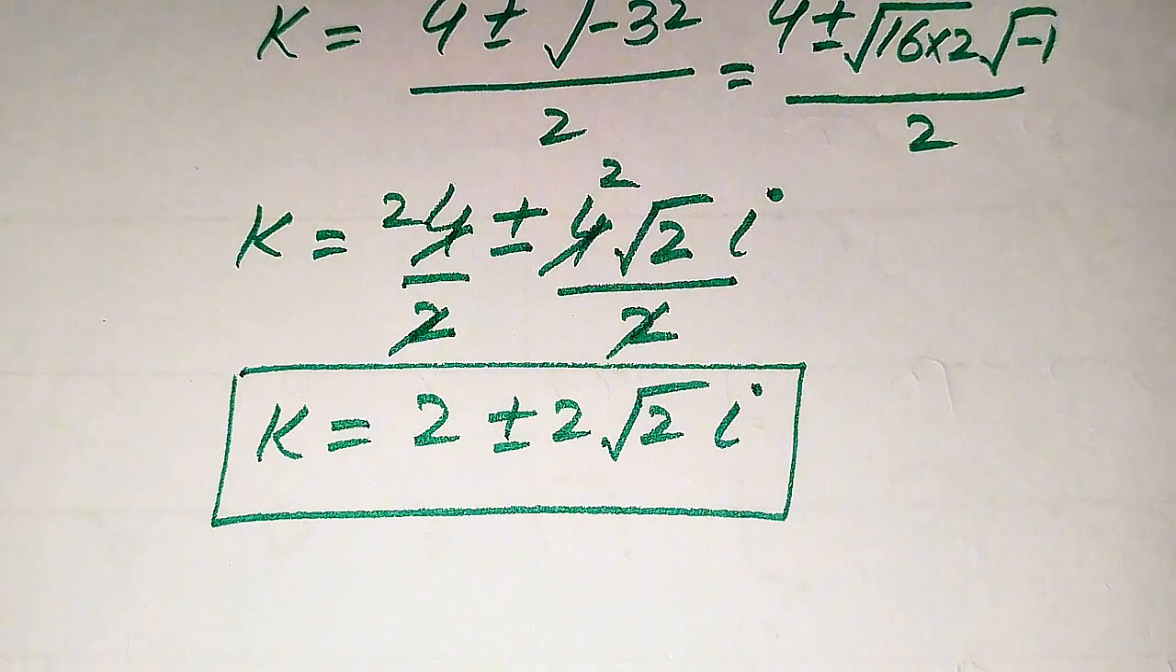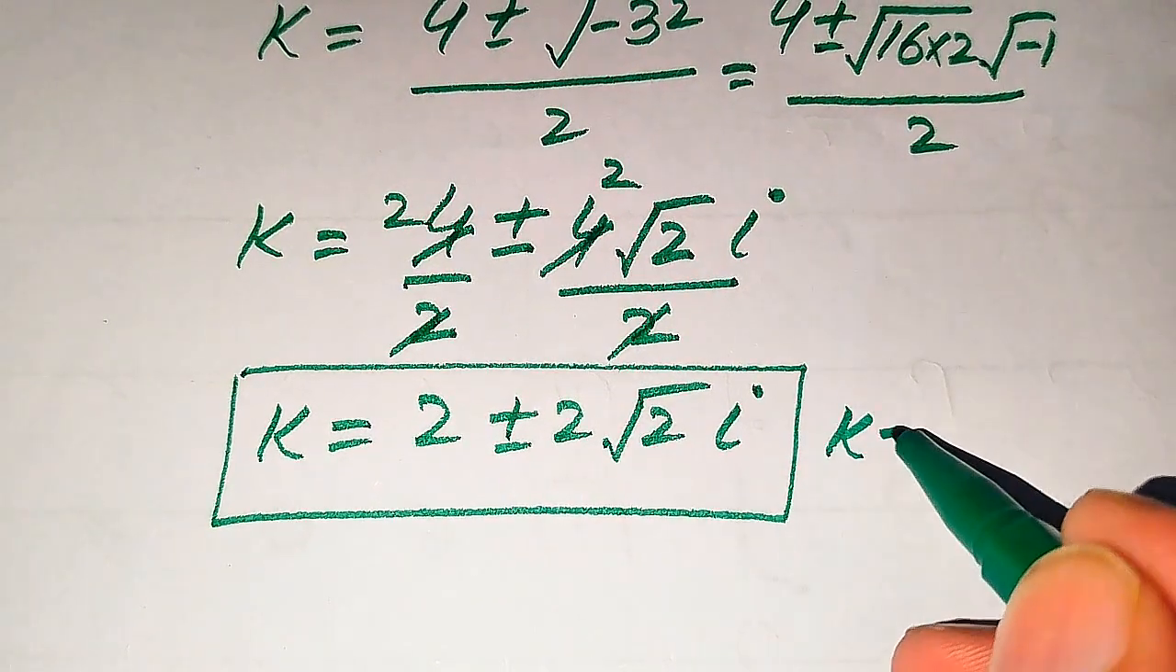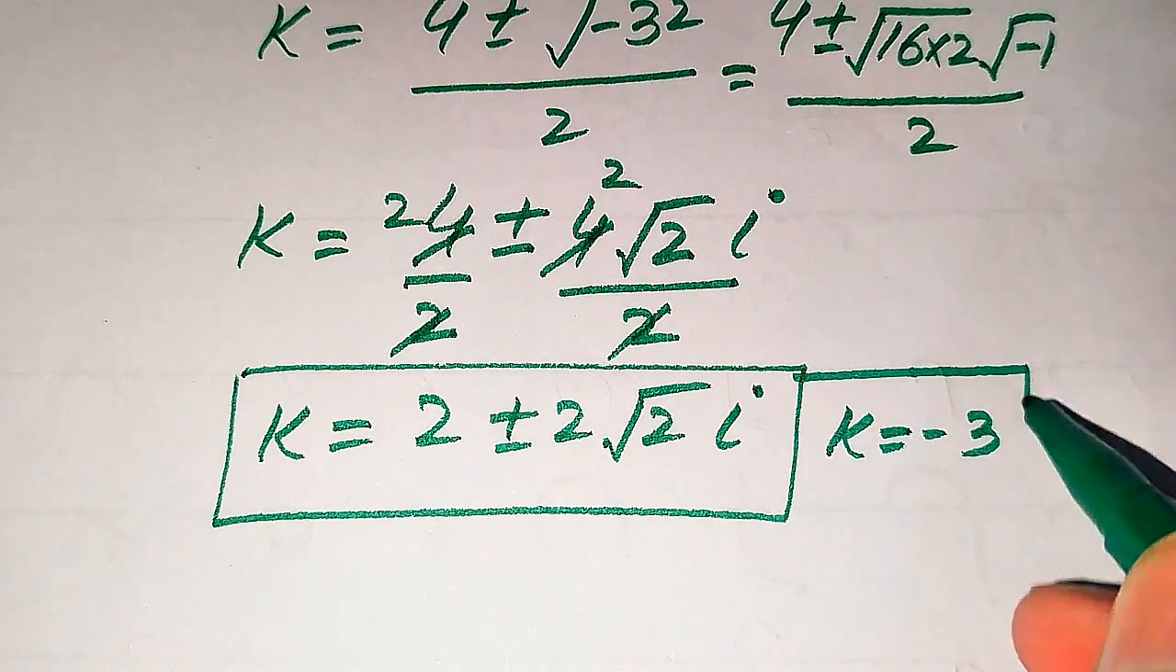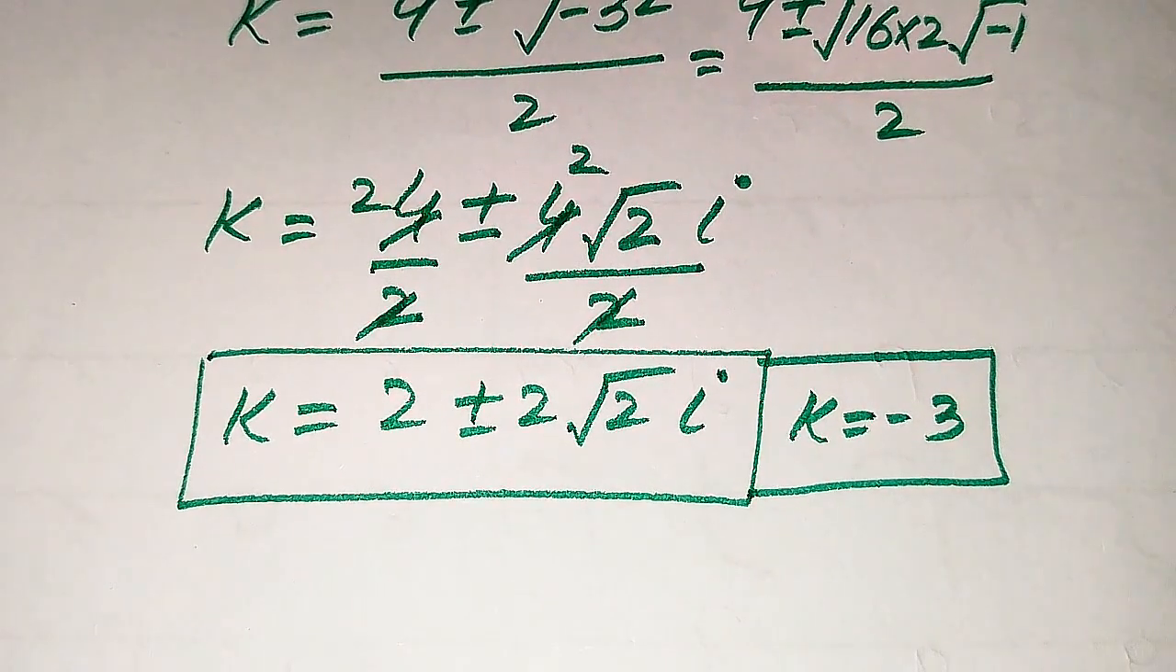So here we get these two complex roots of the given equation, and we have k is equal to minus 3 as the one real root of the given equation. So these are the three solutions of the given equation which we get here in this method.